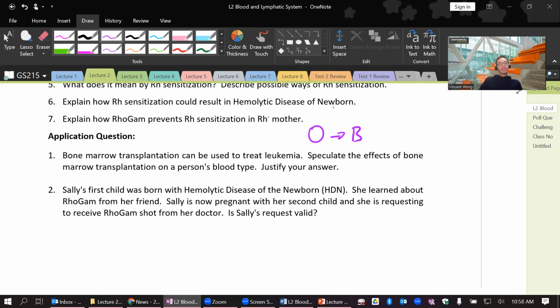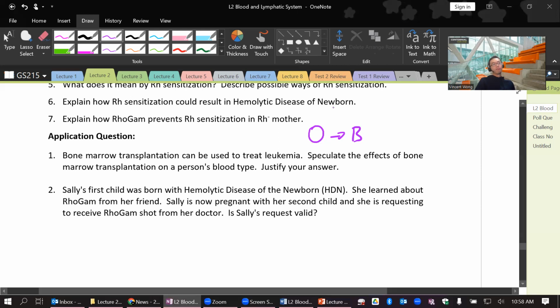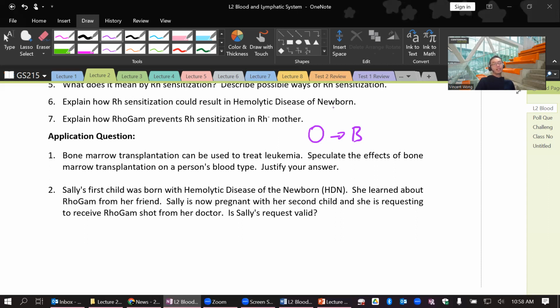Number 2, Sally's first child was born with hemolytic disease of the newborn. She learned about RhoGAM from her friend. Sally is now pregnant with her second child, and she is requesting to receive a RhoGAM shot from her doctor. Is Sally's request valid? What do you think? What if you become the nurse and someone like Sally is asking you to give her RhoGAM in this scenario? No, because she's already been sensitized, right? Yeah, sensitized.